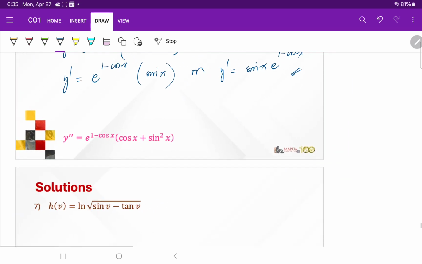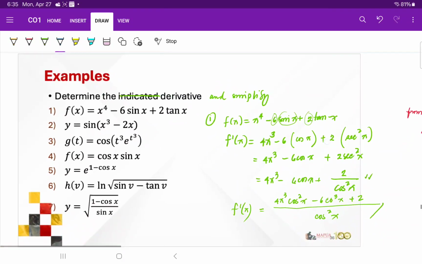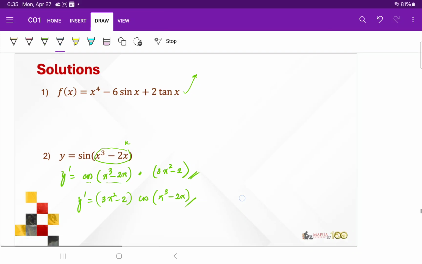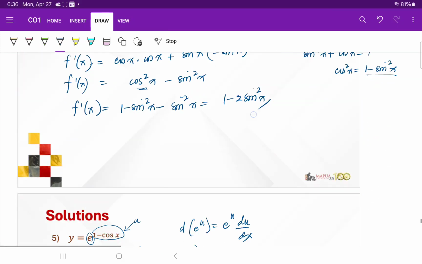Okay, we still have one more. So how many numbers do we have here? We actually have 7. Huh? Yeah, so let's go over the next one.